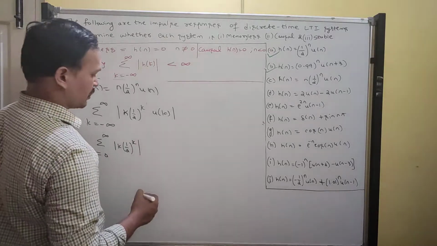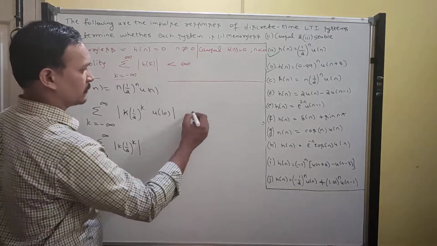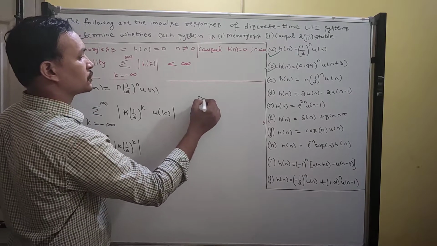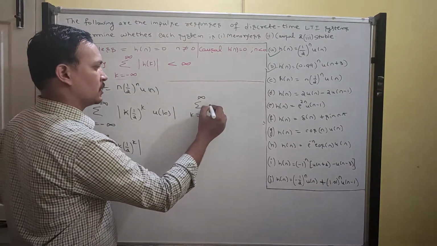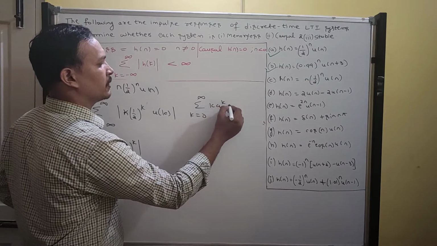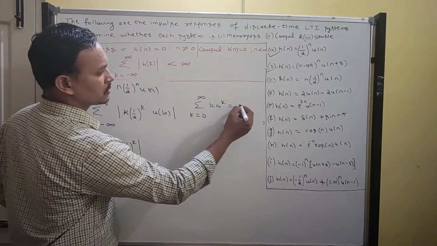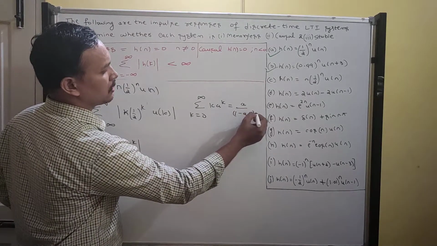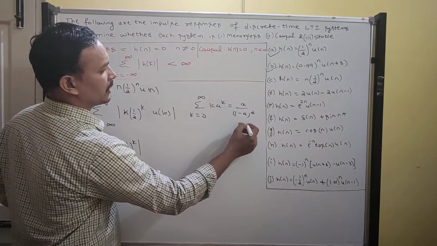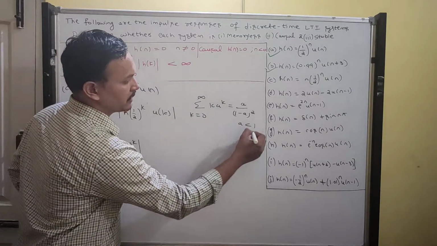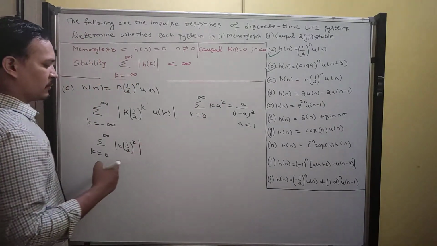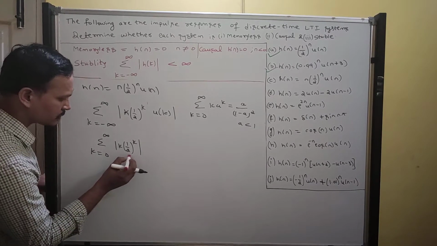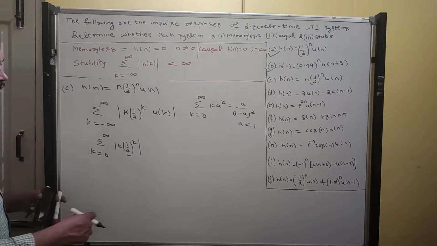Now it is in the form where we can use this formula: summation k equals 0 to infinity, k into a to the power of k. If it is in this form, the formula is a divided by (1 minus a) whole square. And this formula is valid for a less than 1. Apply that formula here. What is the a value? The a value is 1 by 2.